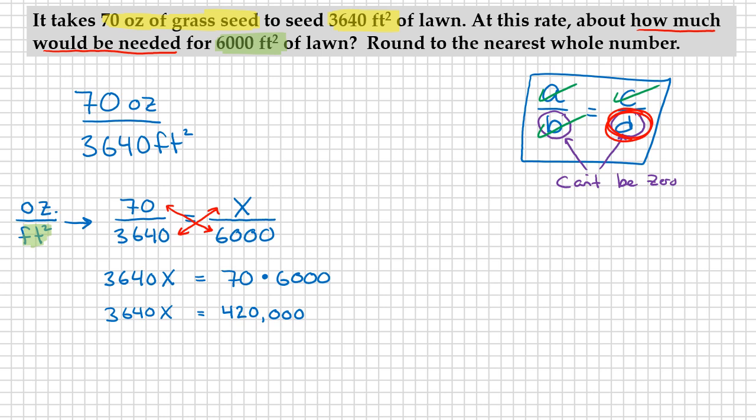we do the opposite. The opposite of multiplication is division. So I'm going to divide by 3,640. Now, right now, x is being multiplied and divided by the same number, right? Any number over itself is equal to 1, so they cancel.